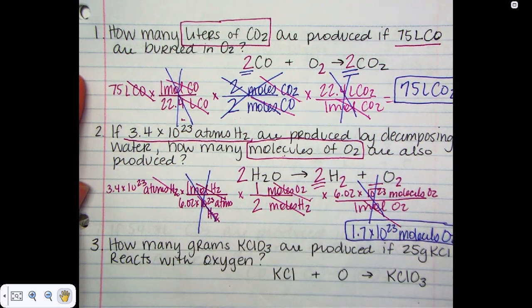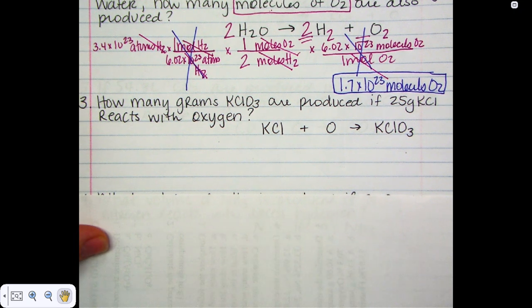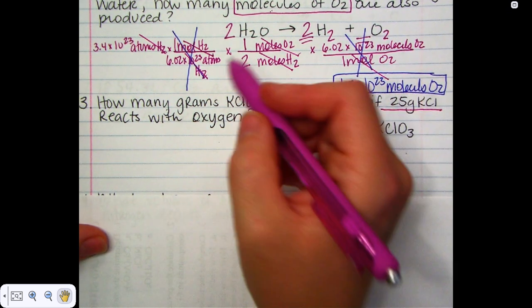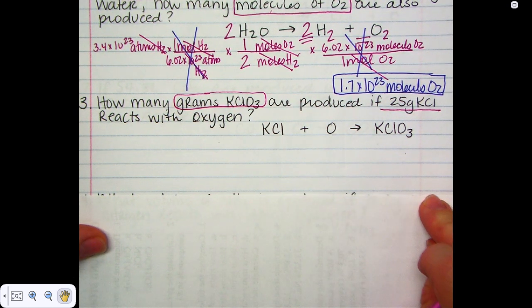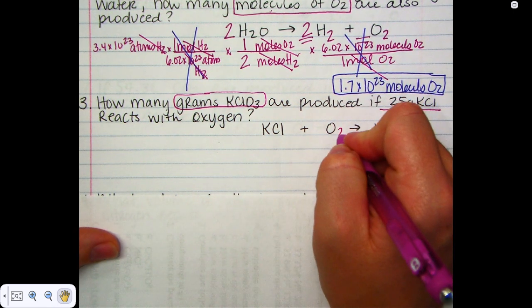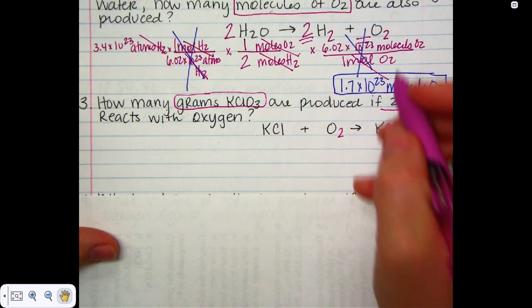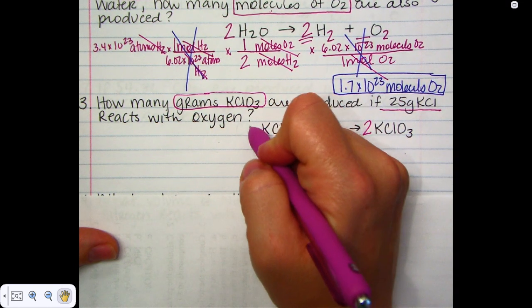All right, let's go down to number 3. How many grams of KClO3 are produced when 25 grams of KCl reacts with oxygen? So I'm starting with 25 grams of KCl, and I'm solving for grams of KClO3. I need to balance my equation, so I'm going to start with the diatomic on the oxygen. I've got 2 here, I've got 3 there, odd and even problem. I'm going to put a 2 here, now I have 6, 2K, 2Cl, 2 there.